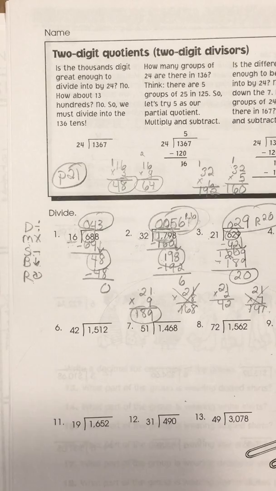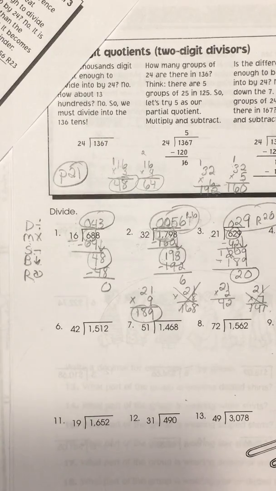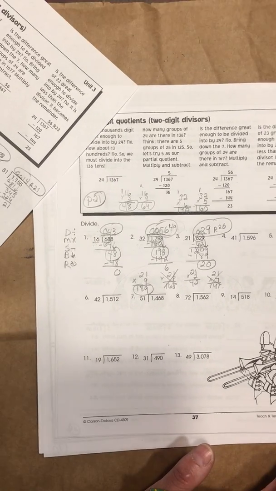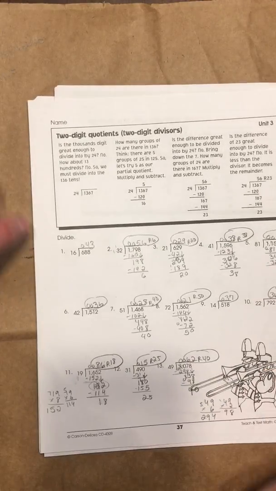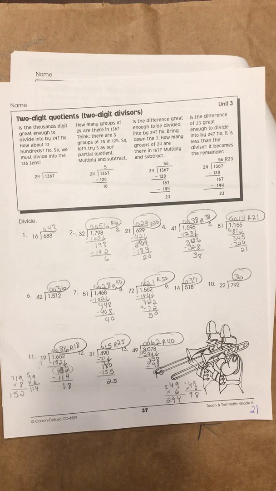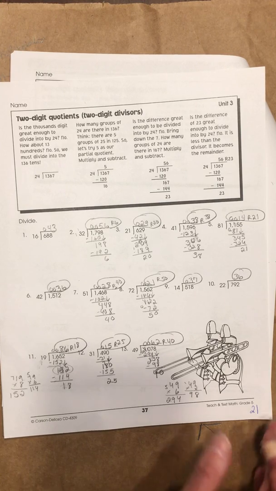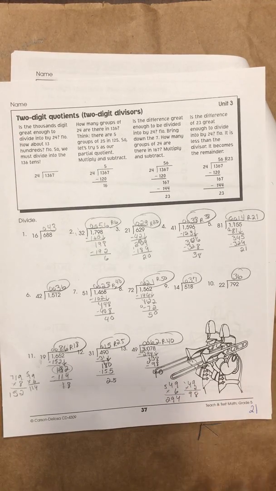So I'm going to show you the answer key to page 21. If you want to work out the rest of your problems first, pause the video. I'm going to zoom out, and I will show you the answers. These are the answers for page 21. And that pretty much sums up 2-digit division, long division.